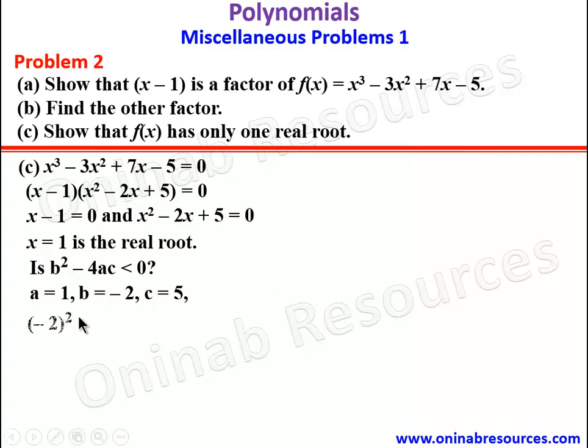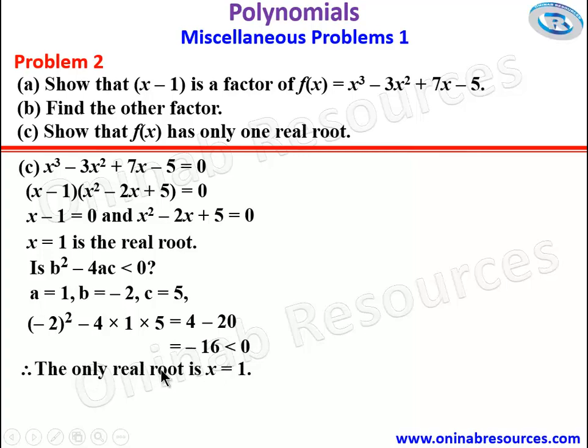So we substitute. We have negative 2 squared minus 4 times 1 times 5. Negative 2 squared is 4, and 4 times 1 times 5 gives 20, so we have minus 20. 4 minus 20 gives negative 16, and negative 16 is less than 0. Therefore, the only real root is x equal to 1. So the other roots are complex. So that's the end of the solution to problem 2. We go to problem 3.